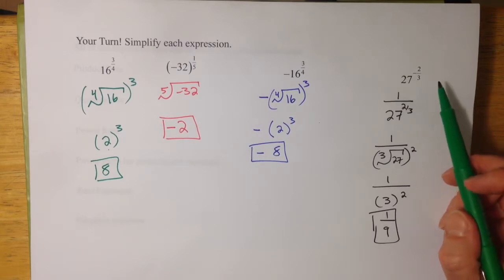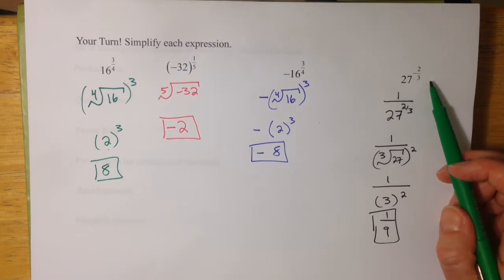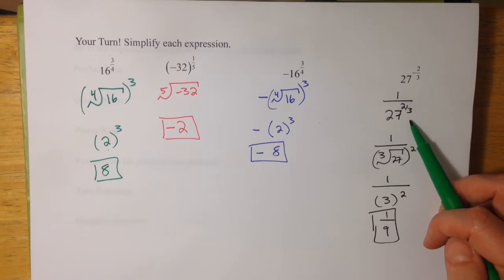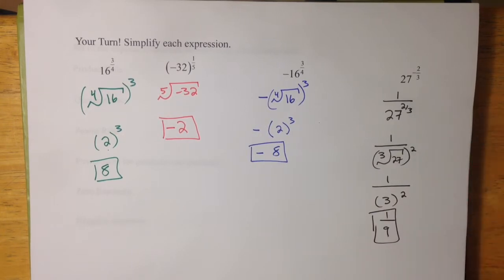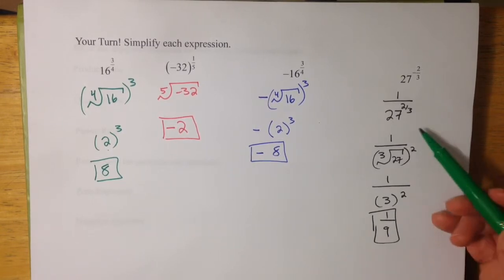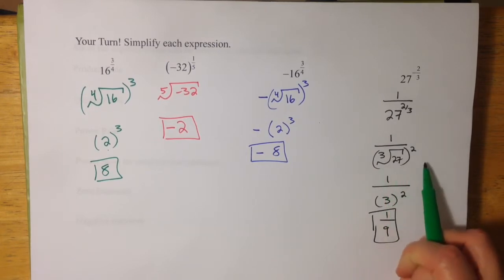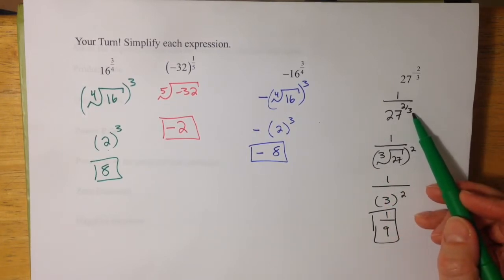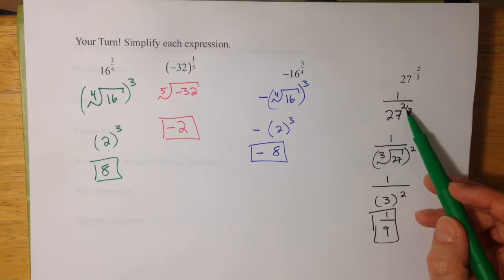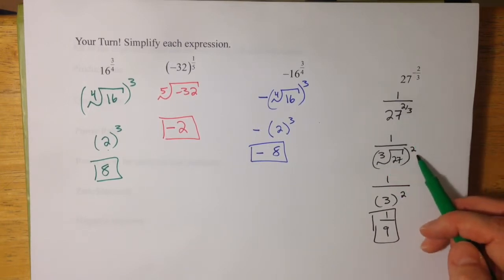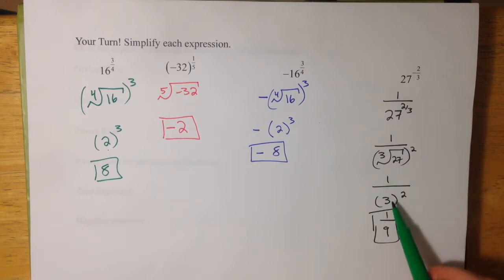Last up, we have 27 to the negative 2/3. The first thing that I'm going to do is rewrite that to be a positive exponent, 1 over 27 to the positive 2/3. Now that the negative on the exponent is taken care of, I can move on with my life. And 27 to the 2/3 is the same as the cubed root of 27 squared. The denominator of the exponent becomes the type of radical, and the numerator of the exponent becomes the power. The cubed root of 27 is 3, so now I have 1 over 3 squared, and 3 squared is just 9, which gives me a final answer of 1/9.